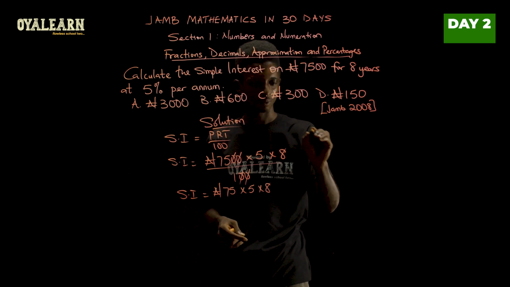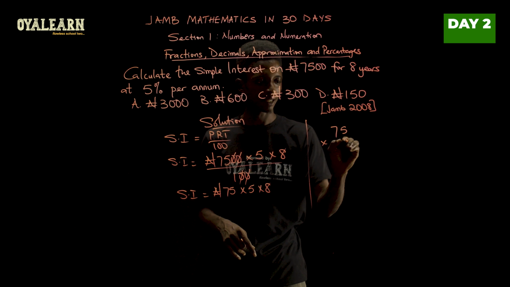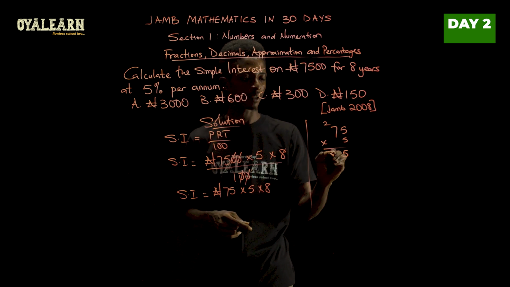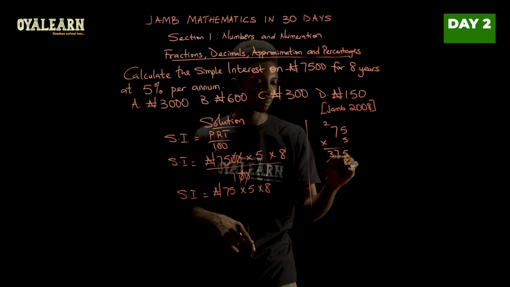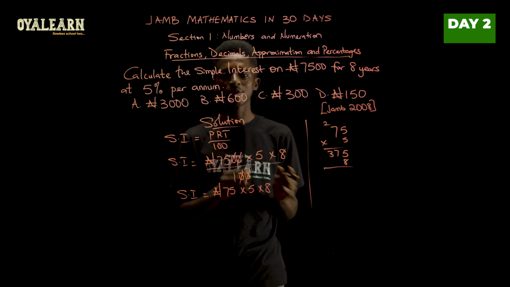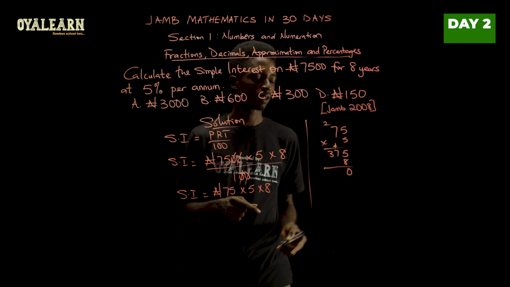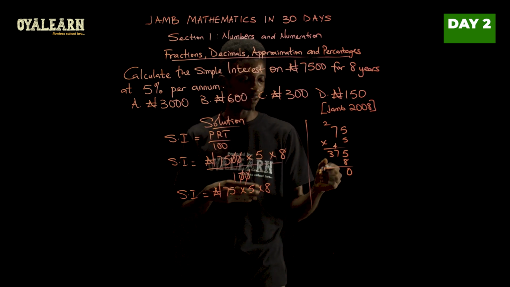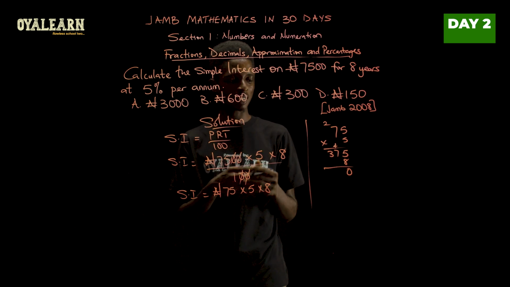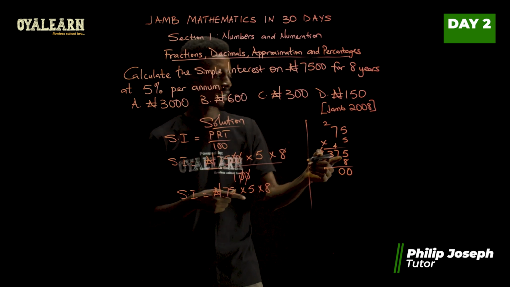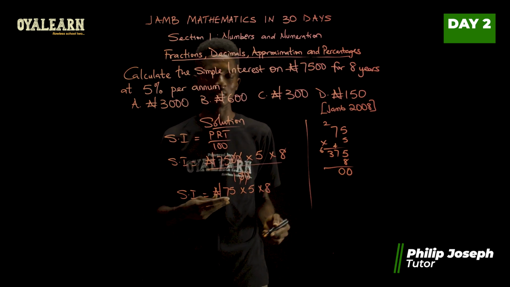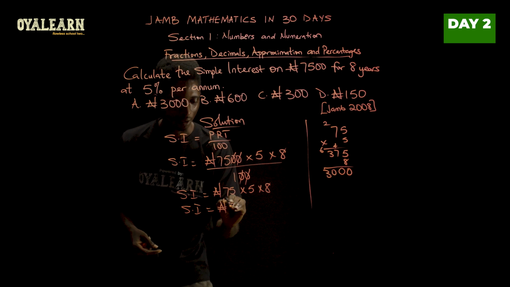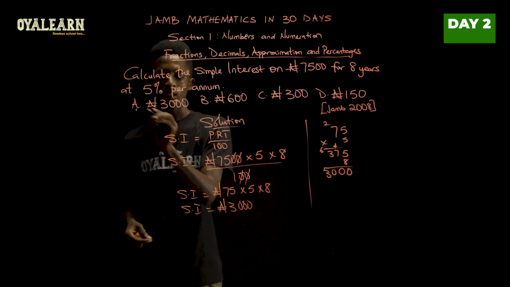Now let's do this. 75 times 5. This will give us 25. 5 carry the 2. 5 times 7 is 35 plus 2, and then we have 37. Now let's multiply that by 8. 8 times 5 is 40. So 0 carry the 4. Now 8 times 7. We know 8 times 8 is 64. So 8 times 7 will be 64 minus 8. That will be 56. So 56 plus 4 would give us 60. So 0 carry the 6. 8 times 3 is 24. 24 plus 6, and we have 30. So 3,000. So the simple interest is 3,000 naira. So the correct option is option A.